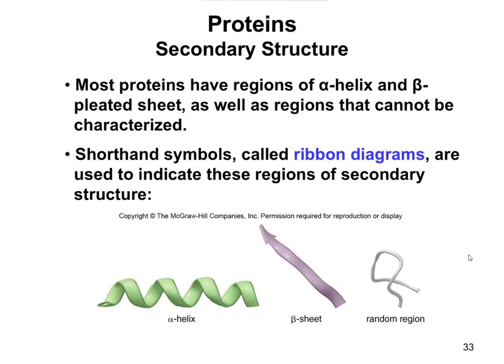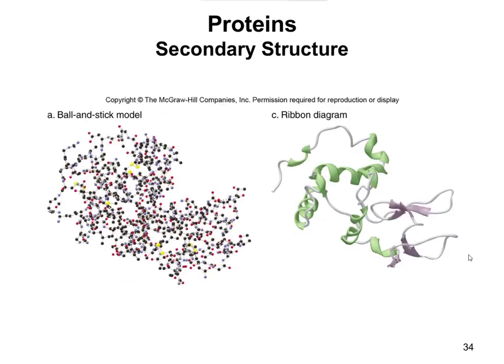All right, so as I mentioned, most proteins have regions of alpha helices and beta sheets, and also regions that can't be characterized. These are often referred to as just a random region or the random coils. So whenever you look at the structures in your book, you'll see them drawn with the symbols shown at the bottom, with the alpha helices as these spiral looking green things, and the beta sheets with the arrows, and the random region is just the string looking structure.